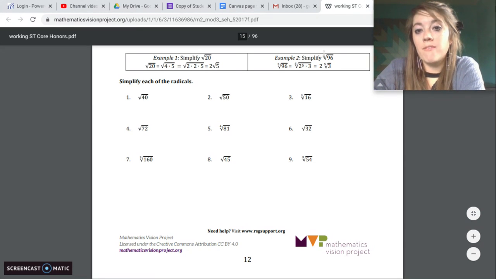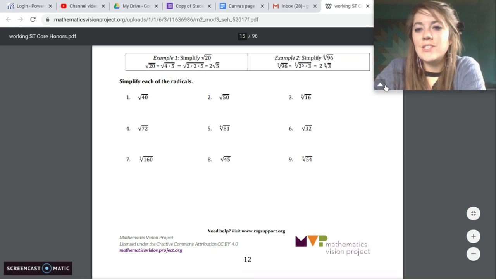The other example, we have the fifth root of 96. So 96 is 3 times 2 to the fifth power. Because it's the fifth root and it's to the fifth power, the 2 comes outside, and then we're left with the fifth root of 3. So 2 times the fifth root of 3.